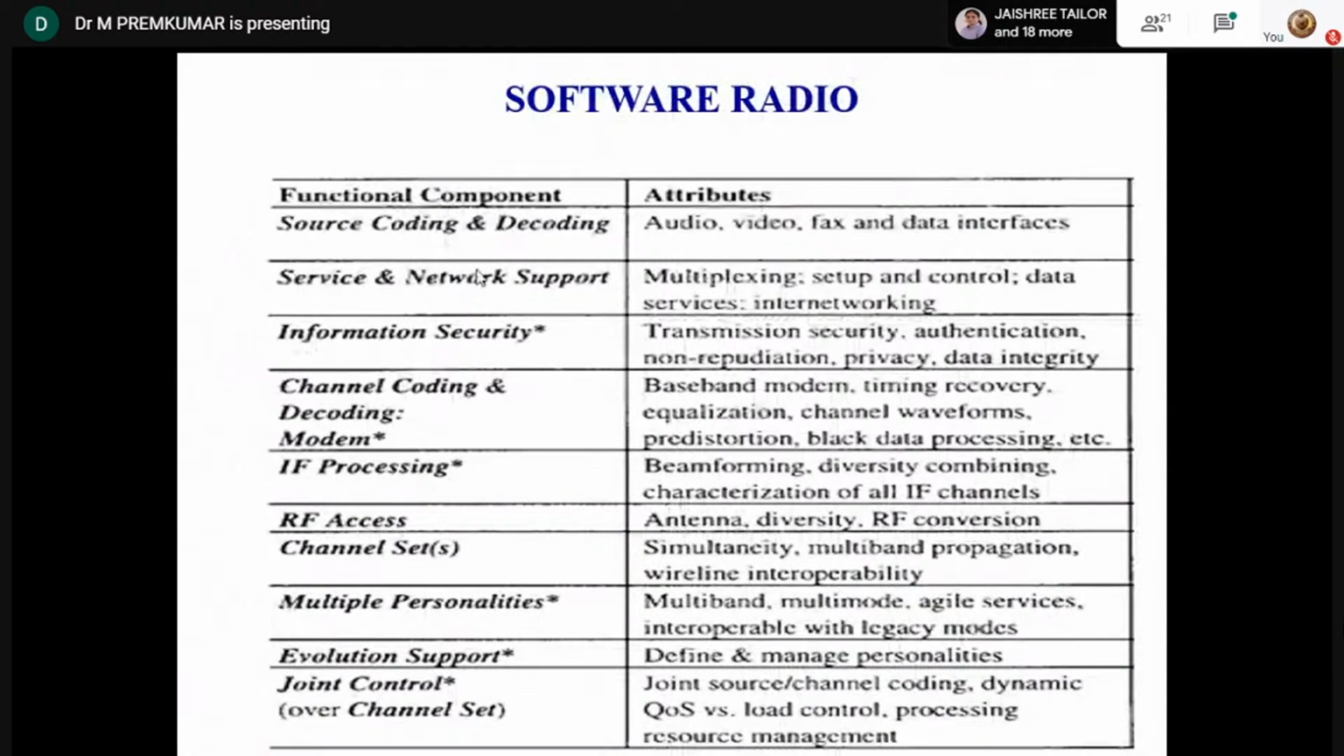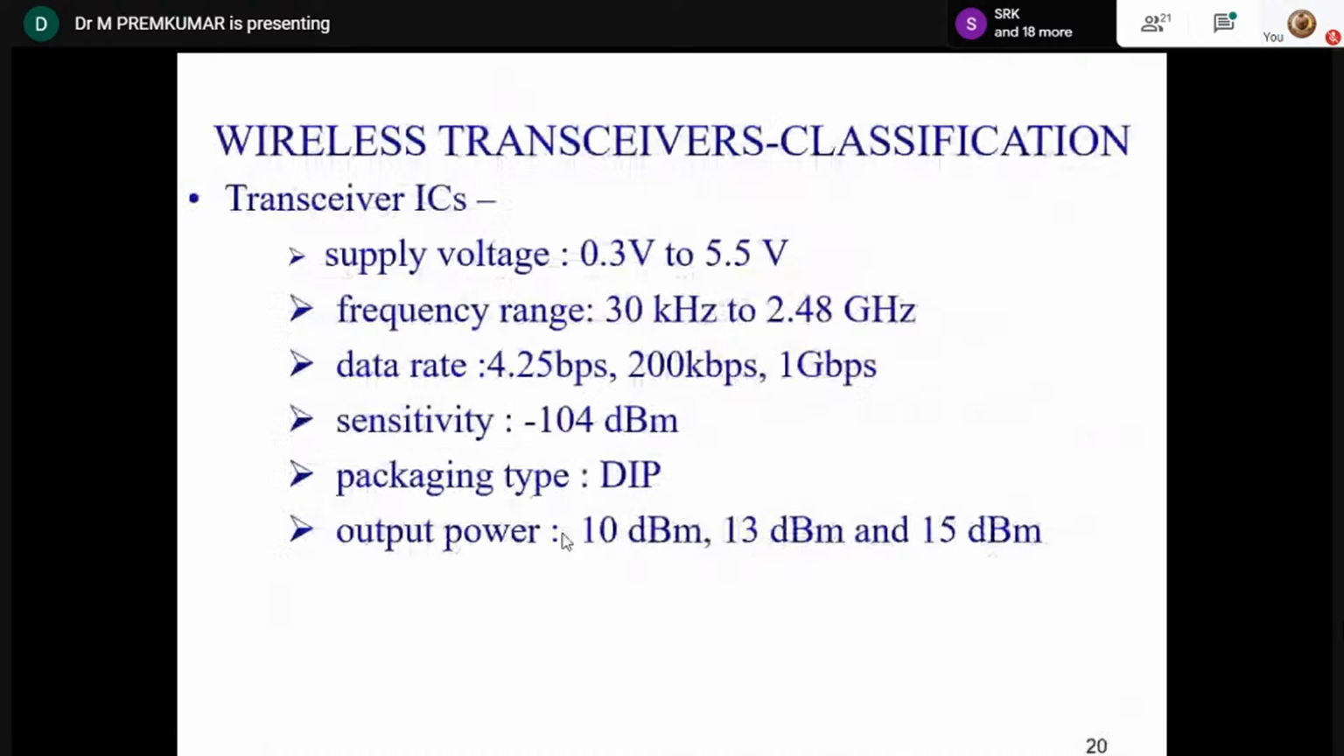On this particular side, we have the various attributes governing source coding and decoding. You have audio, video. Audio is a one-dimensional signal. Videos, as I said earlier, are three-dimensional signals. You can have images. Then service and network support sets up control data services. All these factors are where you can contribute to providing some end-to-end solutions. Probably I'll consider a scenario and try to explain it with cognitive radio, which I've given in the later slides. So we'll go to the next slide.